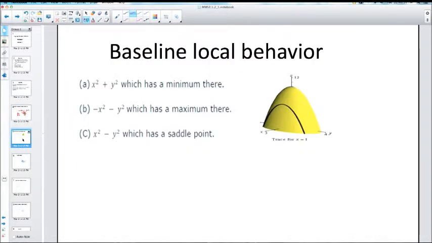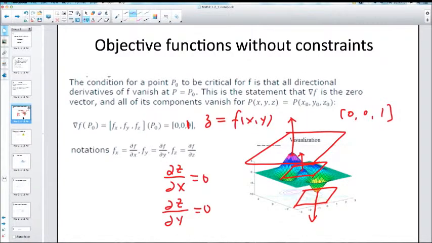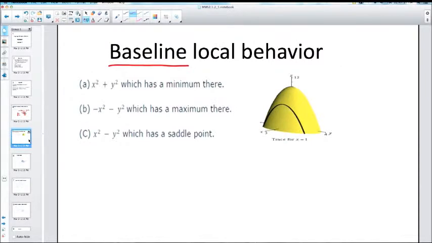Well, next, we're going to look at our baseline local behavior. When I call it a baseline, I mean you look at a more complicated surface. If you look at each of those peaks locally, they really share the similarity of this paraboloid, which is the equation given here in item A.